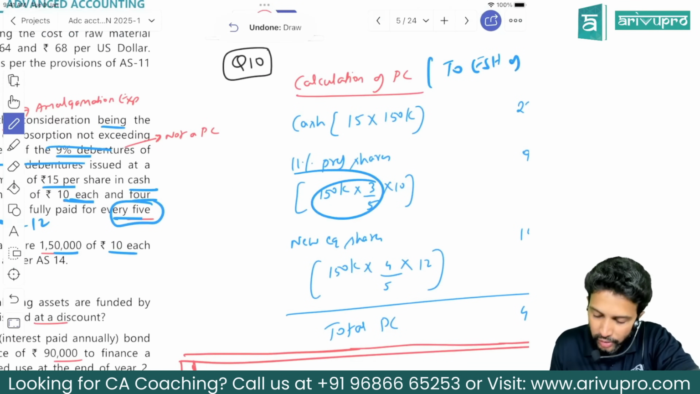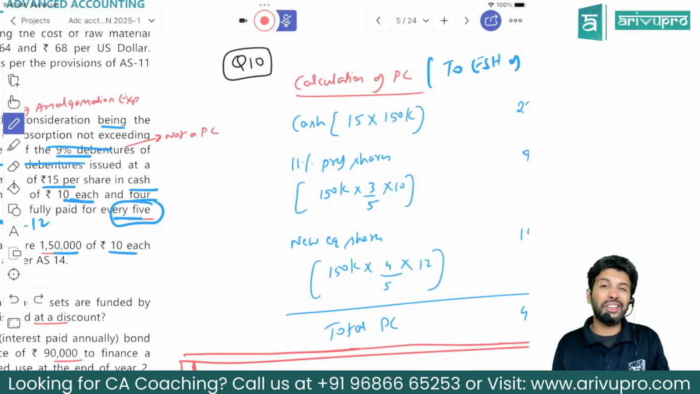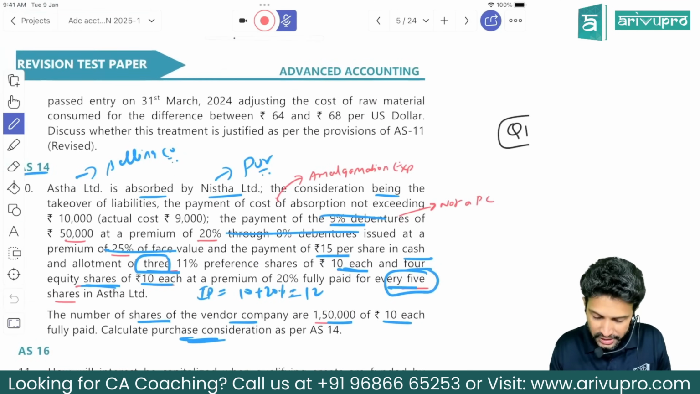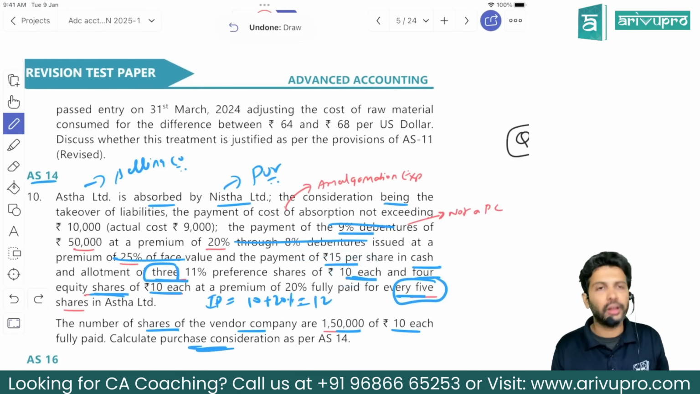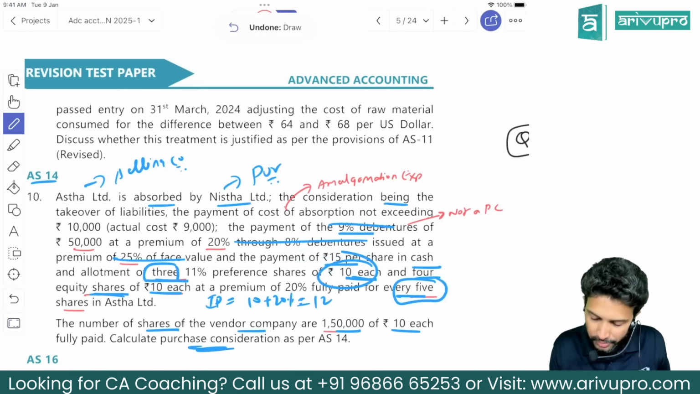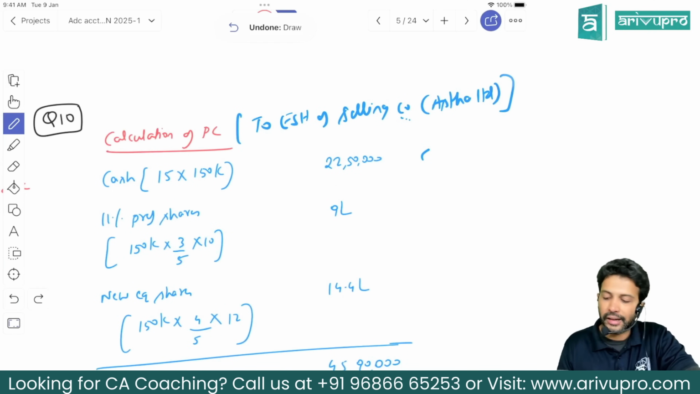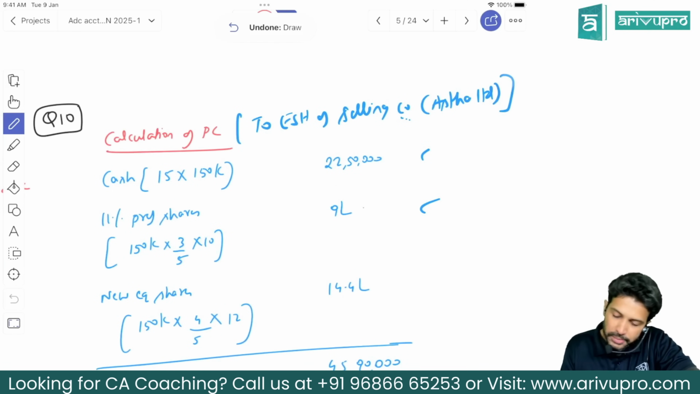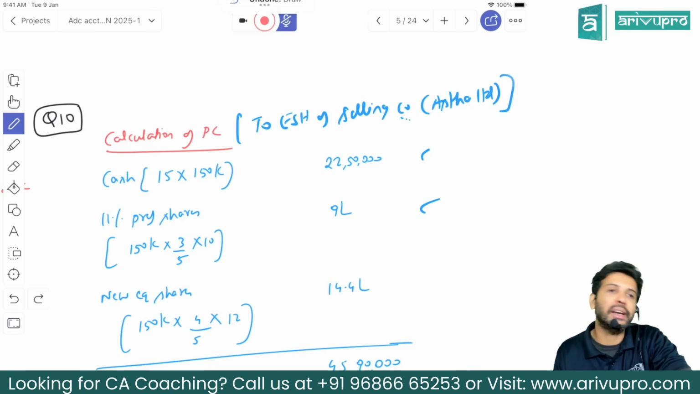By doing this, what will you get, sir? Number of preference shares. We want number of preference shares or PC in value? Value. Preference shares' face value is how much? 10. And is it issued at premium or par value only? Only new equity shares are issued at premium. Preference shares are issued at 10 only. So multiply by 10, you will get preference shares' value to be how much? 9 lakh. This preference shares is also given to whom? Equity shareholders of the selling company itself.